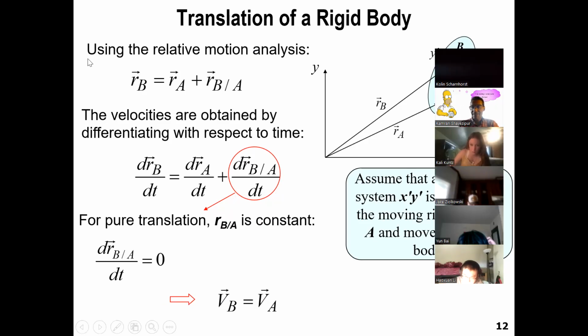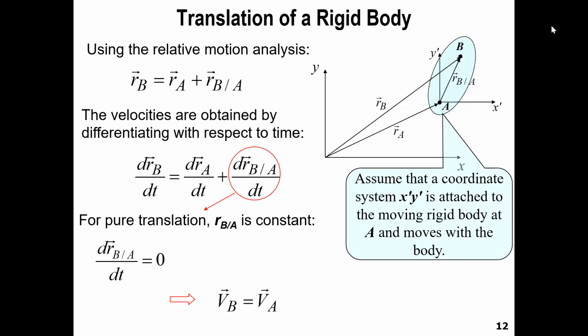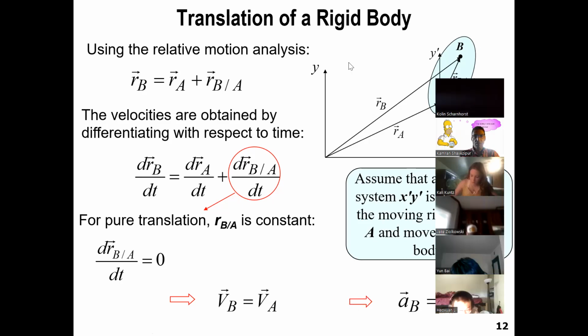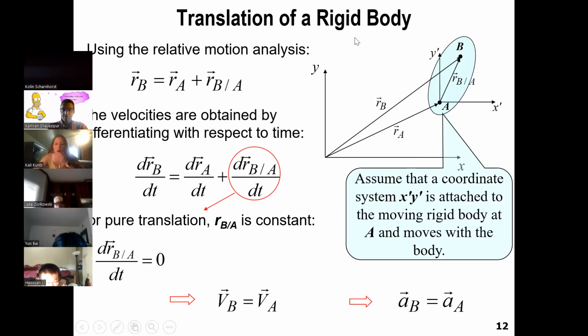So when it's about translation, and we chose A and B kind of randomly, it means any point on this object has the same velocity. You take the second derivative, you realize that any point on this rigid body has the same acceleration. So practically, when you have a rigid body with translation, it's like a particle. Everything moves together. You can choose one point, analyze that, and everything else is the same. Does that make sense?